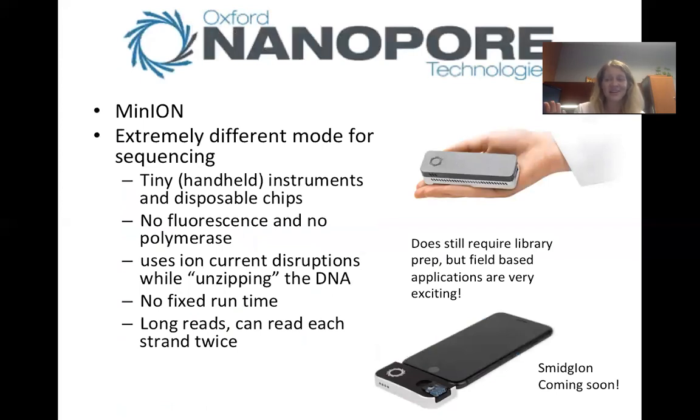Much of the sequencing and the library prep relies on disposable parts. There's no fluorescence and there's no polymerase, so they're able to scale way down. Basically they look at ion current disruptions: as DNA feeds through a nanopore, it disrupts the electrical current of the membrane that the nanopore is embedded in, and they can measure that. It's kind of a cool technology. I'll post a video. It'll make way more sense once you watch the video.